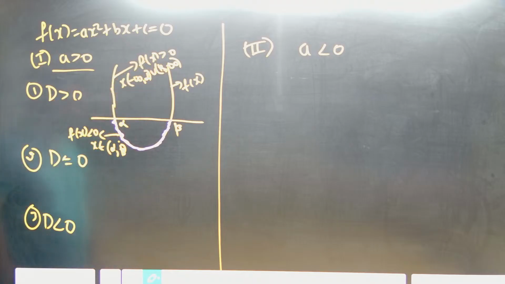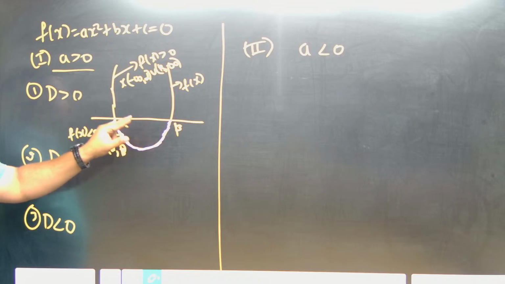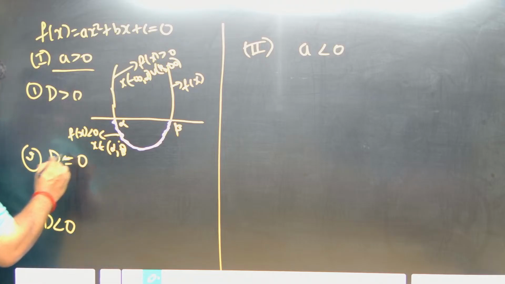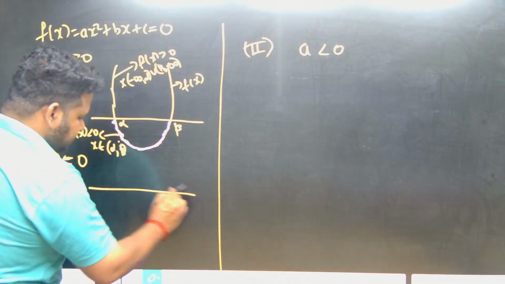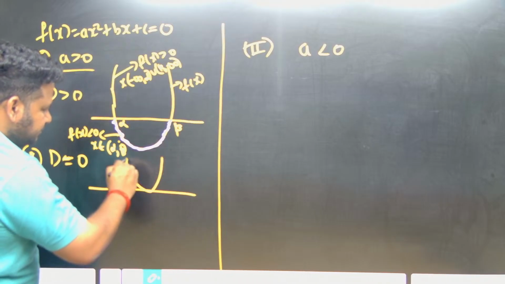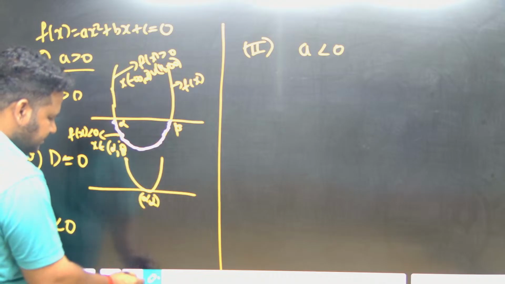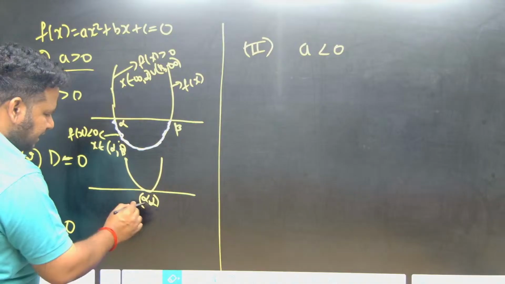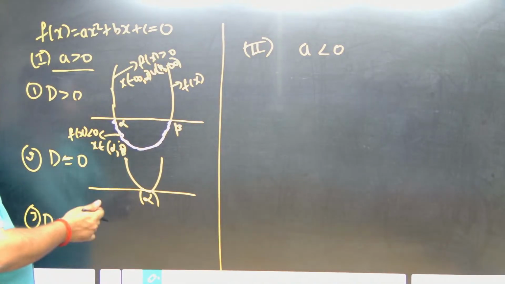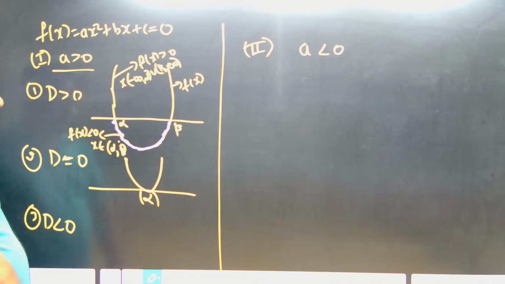Now, if d is greater than 0, we are getting 2 points, 2 roots, and 2 different or distinct roots. Now, if we are having d is equal to 0, what will happen? This upward concave, it will just touch the x axis and go. It will just touch x axis at one point. The roots will be alpha comma alpha, or you can say roots are equal and it is equal to alpha. So, the roots will be real and equal.